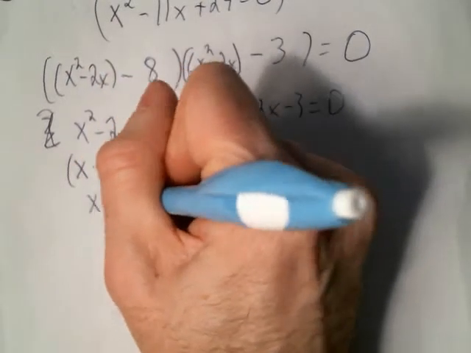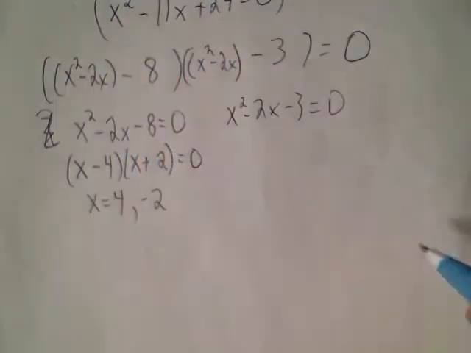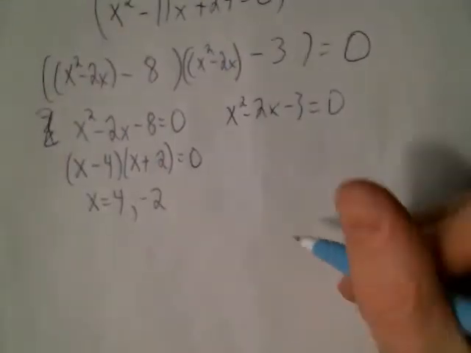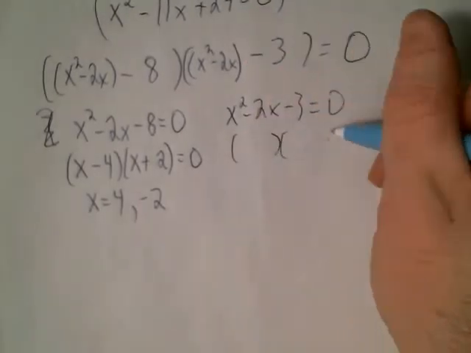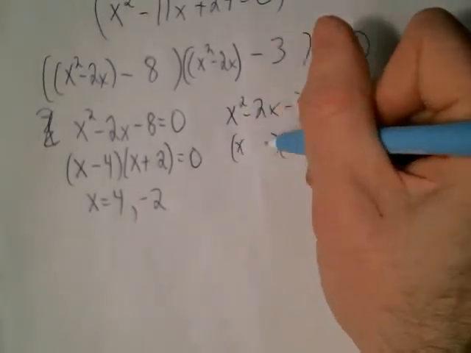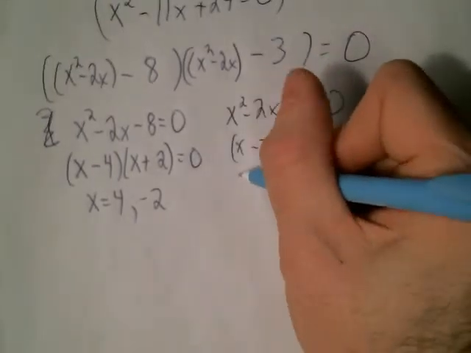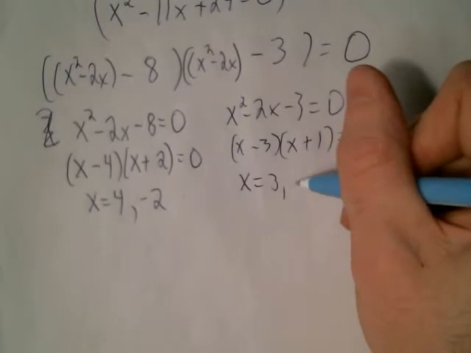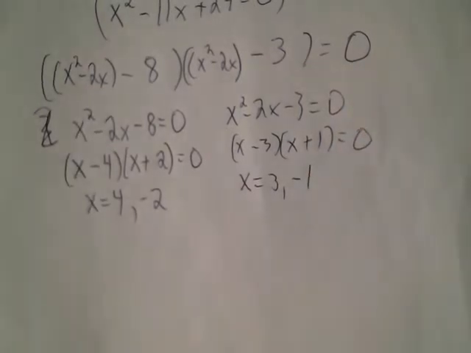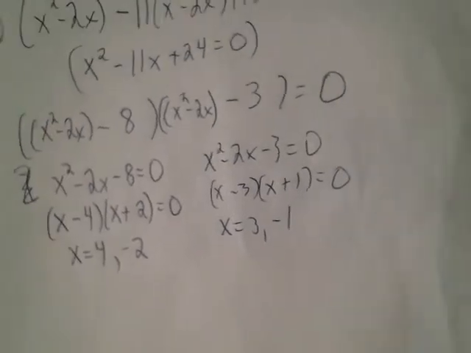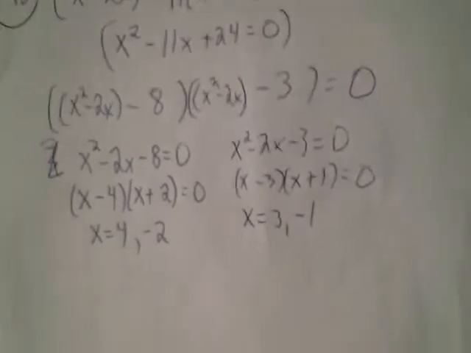So here x is 4 or x is negative 2. On this end of things, I have x minus 3 and then x plus 1. So the solutions from this part, x equals 3 or x is negative 1. So we have 4 solutions there. Again, no need to check.